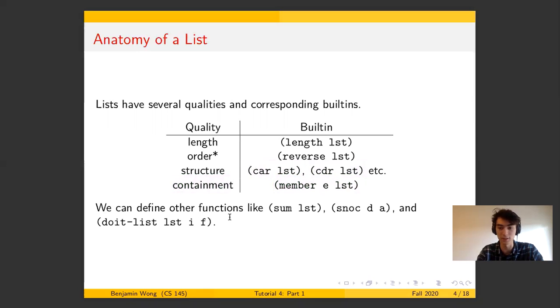Of course, we can define other functions to use on our list, such as sum, snoc, which was Professor Cormac's reverse version of cons, and do-it-list, which takes a list, I and F, which is our naive implementation, our trial version of foldl.